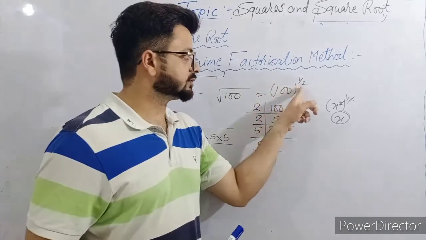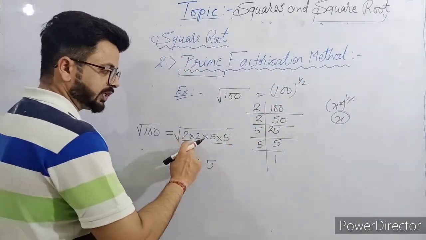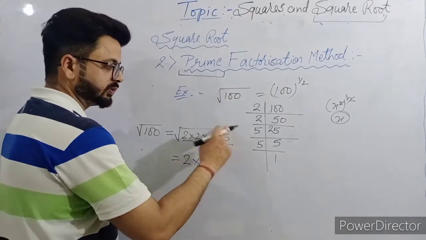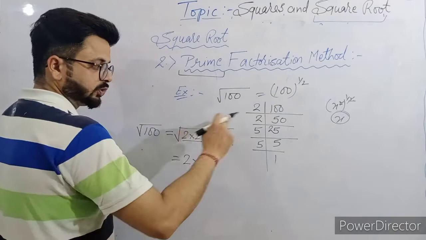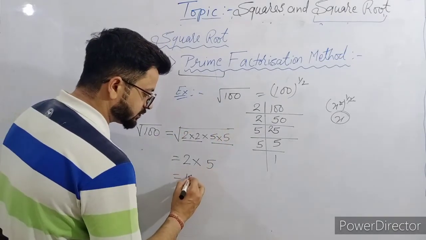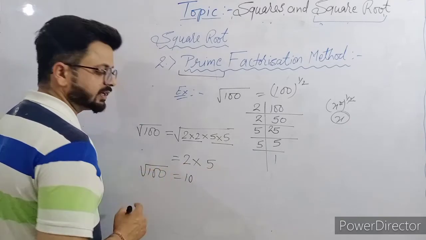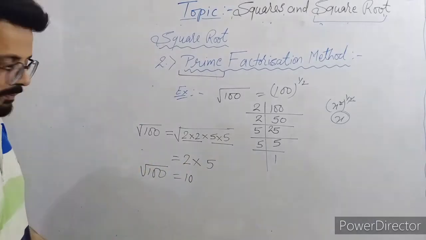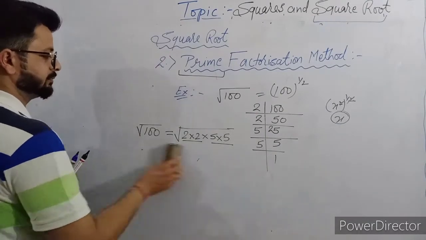You note this down. Here also 2 raised to the power 2 and 5 raised to the power 2. That power 2 will be cancelled by this root, which means half power. Now the value came: 2 into 5, 10. So the square root of 100 is equal to 10. Note down this example. Now I am giving you one more example.